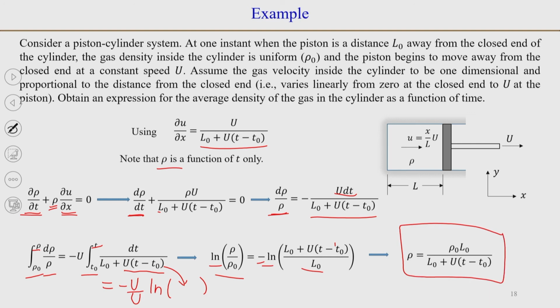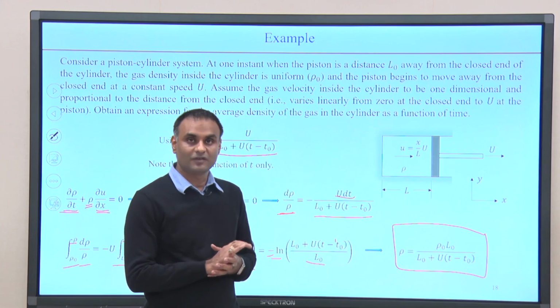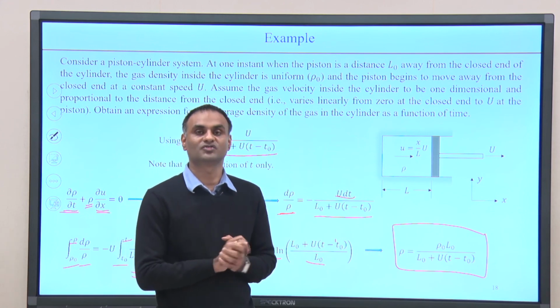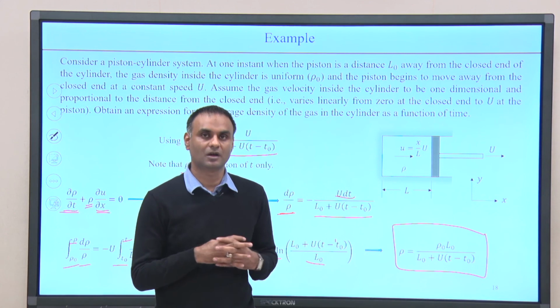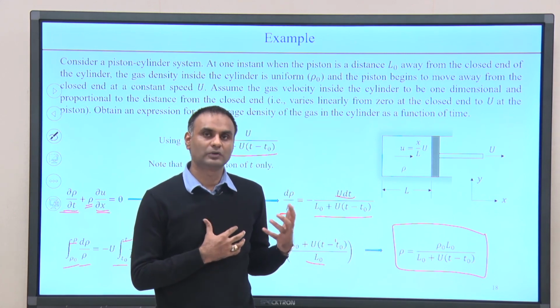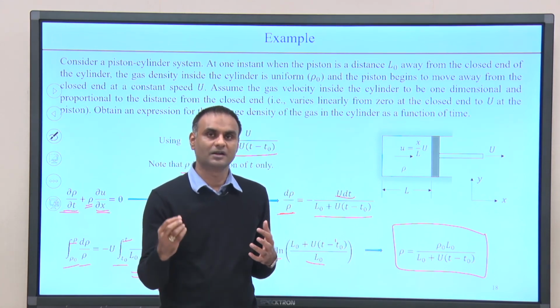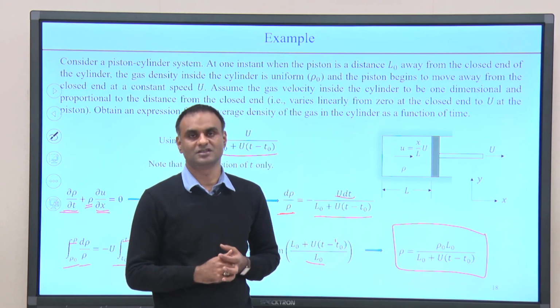In this example the flow was unsteady and compressible, and we used the one dimensional differential form of the continuity equation. All of us who are taking this course should remember the differential form of the continuity equation, which is dou by dou t of rho plus del dot rho v is equal to 0.